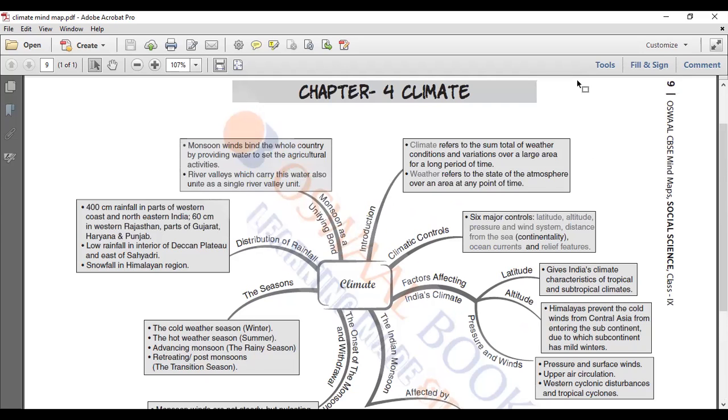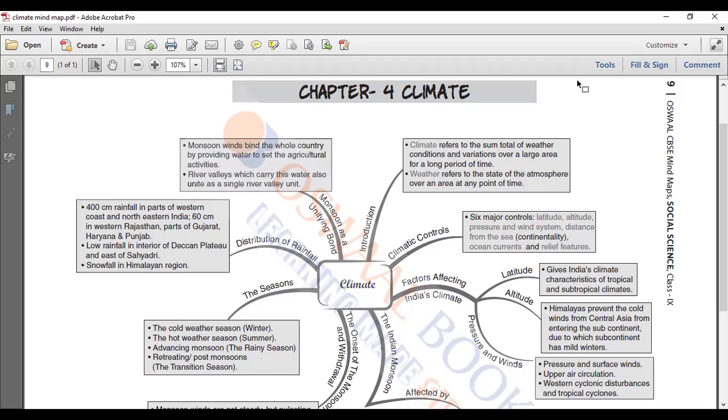India has four seasons: the cold weather season, the hot weather season, advancing monsoons, and retreating or post monsoons, which is the transition season. So, when is it winter? December to January. The cold weather season is from December to the end of February. The hot weather season, which is summer, is from March to May. The advancing monsoon season is from June to September, and the retreating monsoon season is from October to November.